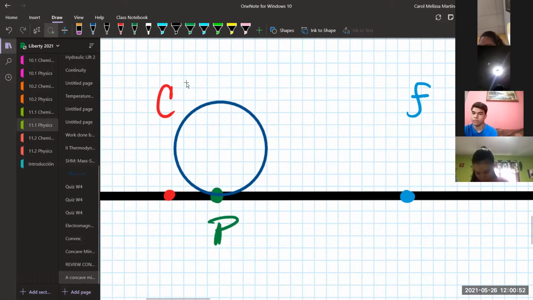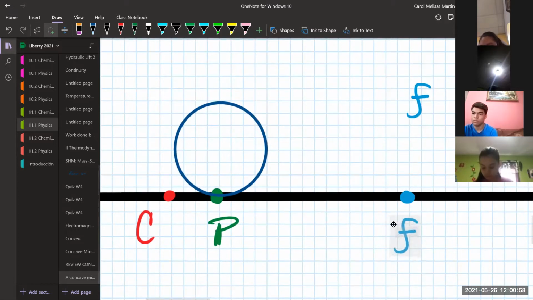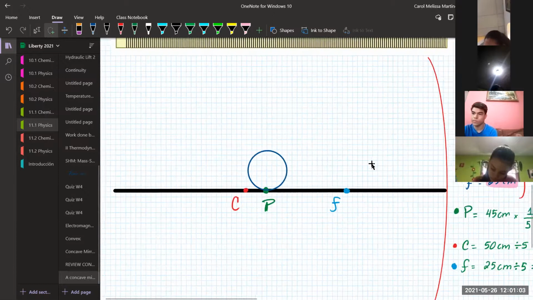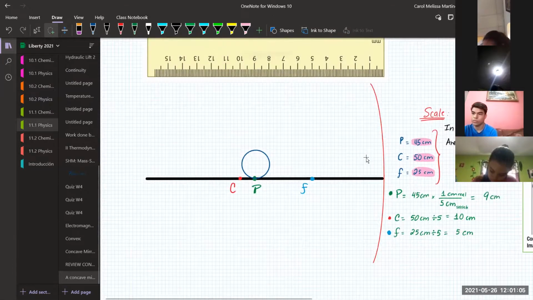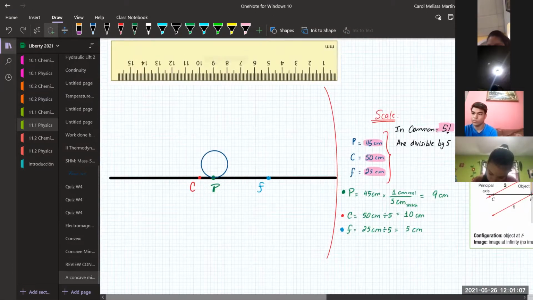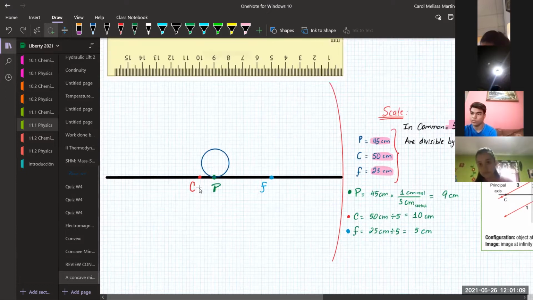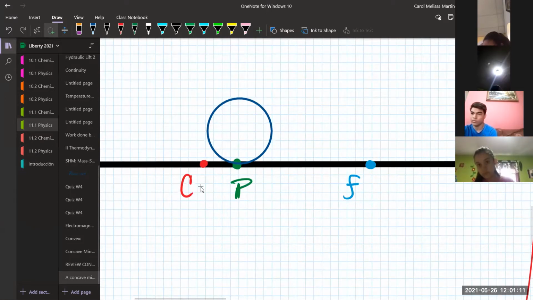So my object is here. My center of curvature is here. And my focal point is here. And now I'm going to look in the table, okay? Take a look at where the object is placed. Analyze where the object is placed.